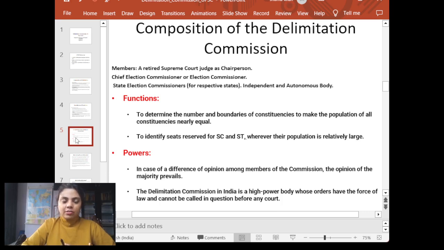We can also add one more thing: this delimitation commission is a high-powered body, and whatever decision it takes, you cannot put that question before the court. You are not authorized to challenge a decision taken by the delimitation commission in court. UPSC has asked this question also, so you have to look after this point, it is important.